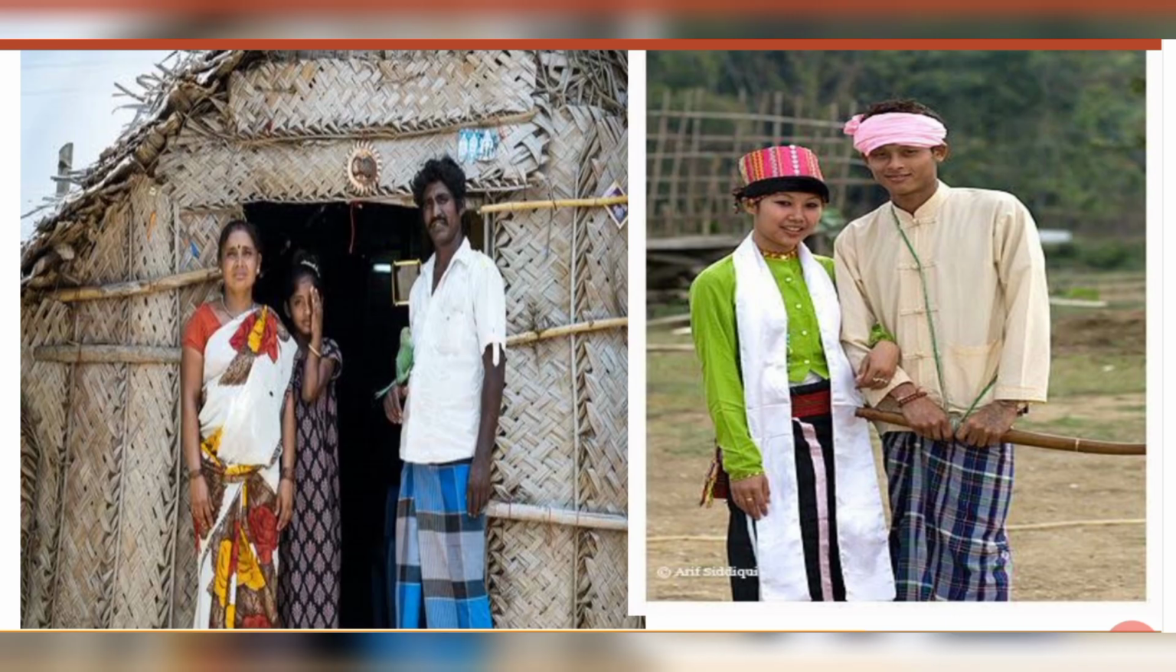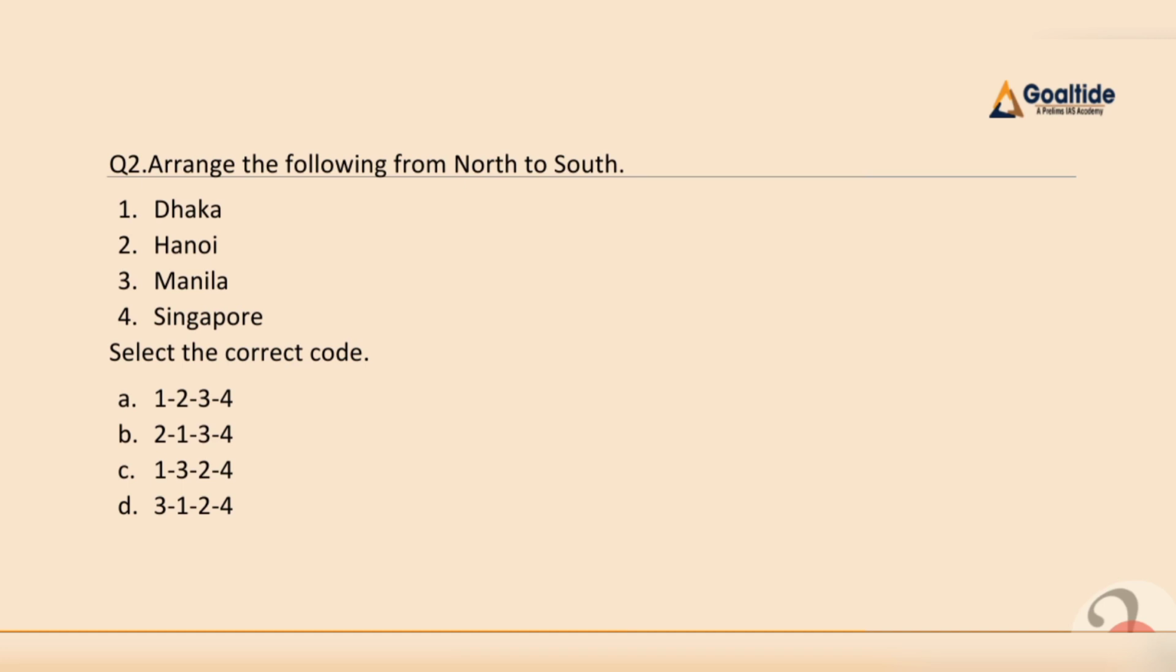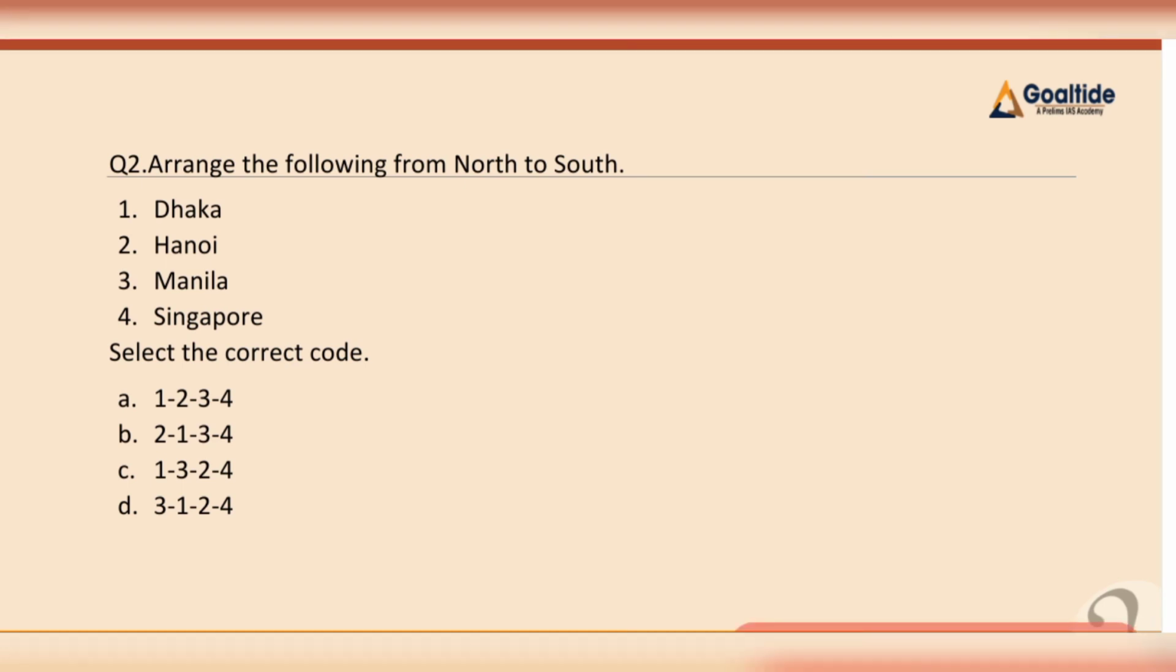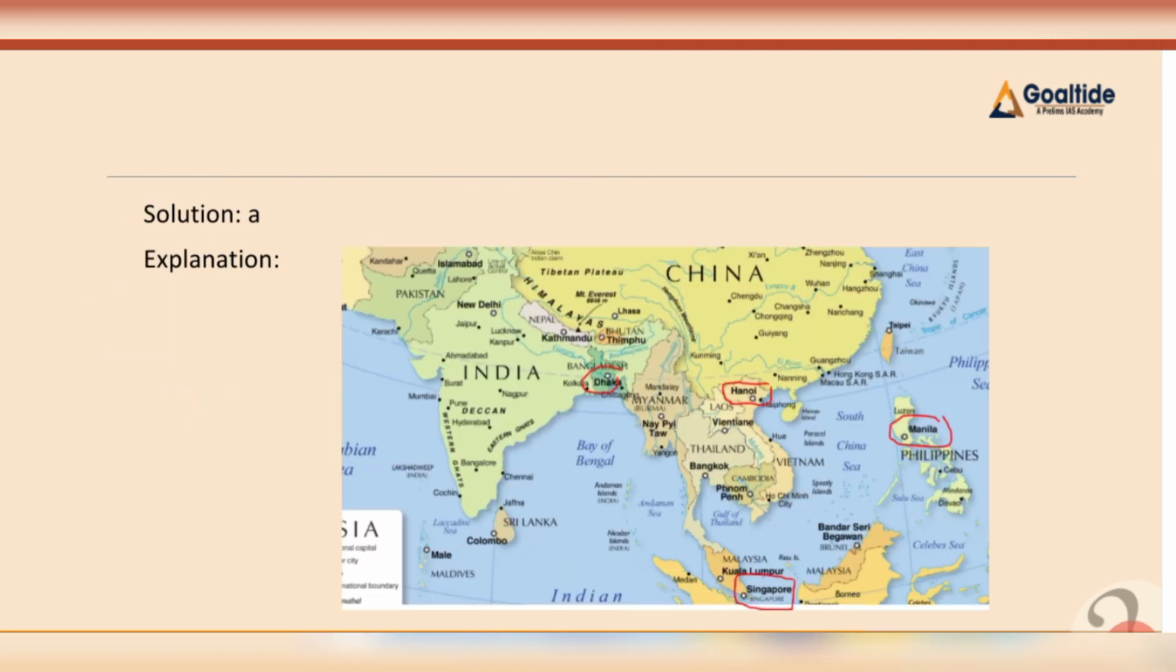So now let me have a look into our question number 2. So question number 2, here we will have to arrange following capital from north to south. First one, that is Dhaka; second, Hanoi; third, Manila; fourth, Singapore. So here we have to find out correct code. So let me have a look into our map.